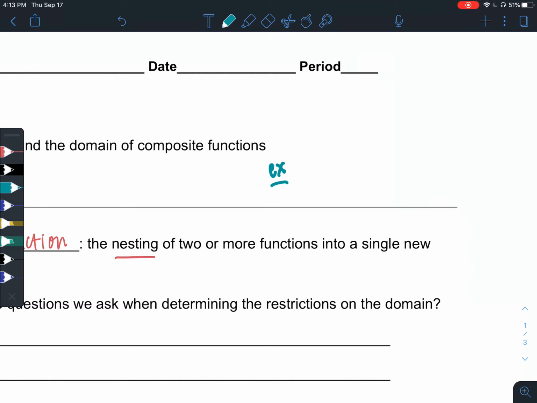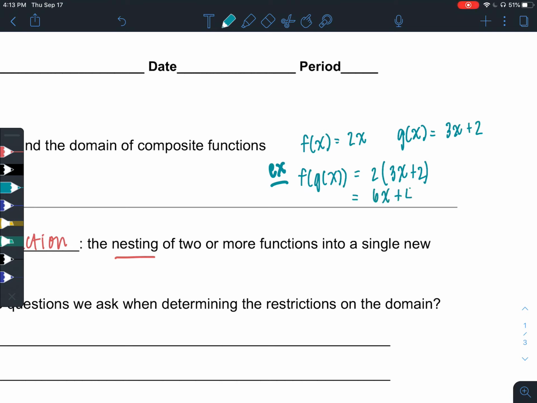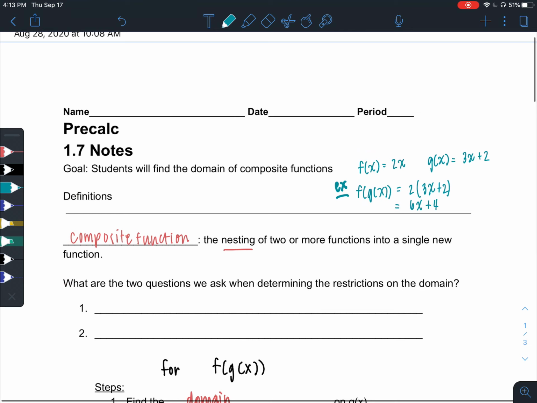If we have, let's say, f of x equals 2x, and g of x equals 3x plus 2, a composite function would be like f of g of x, in which you would plug in to f of x, wherever there's an x, you would plug in g of x. So we get that f of g of x is equal to 6x plus 4, simplified. Okay, so that is our single new function.